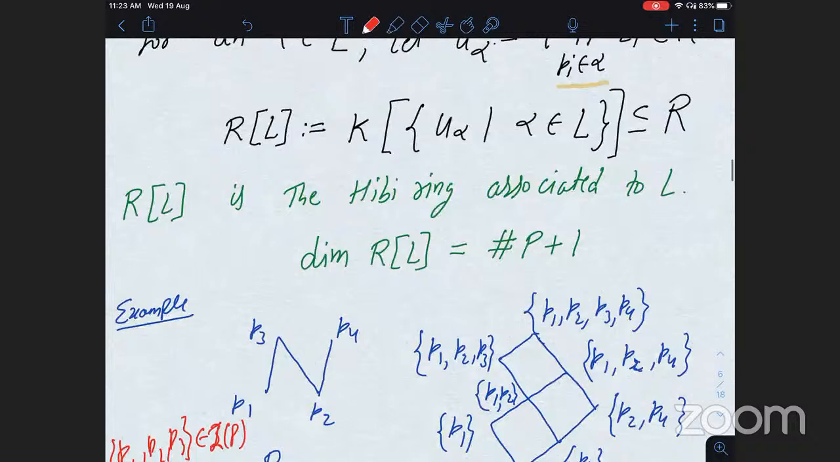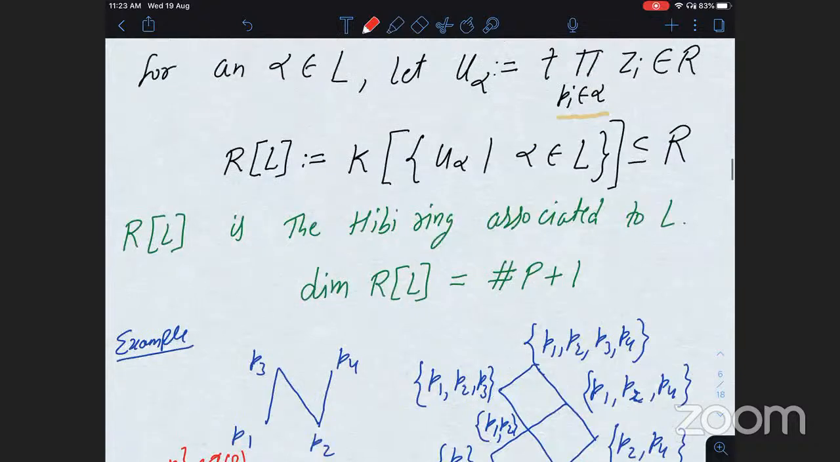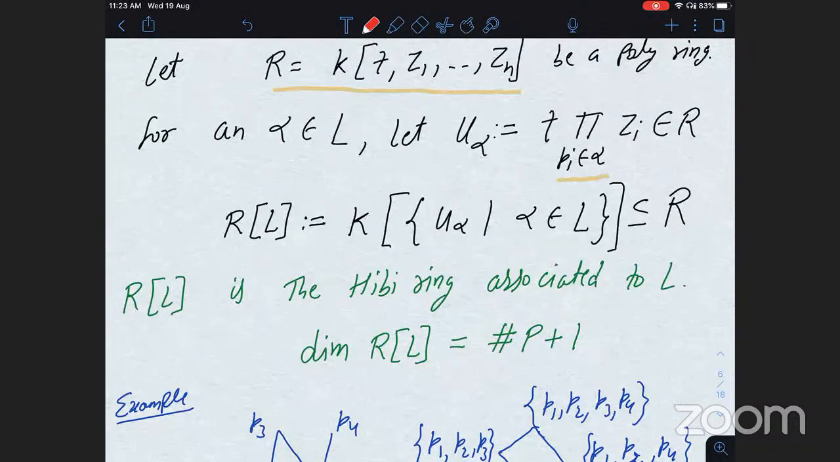So for alpha in L, u_alpha is a monomial, a product of the variables t and zi, where zi will be there if pi is in alpha. Let R_L be the subring of R generated by all such monomials u_alpha for alpha in L. We call this ring R_L the Hibi ring associated to L. Okay, so now we have defined a ring corresponding to a distributive lattice.